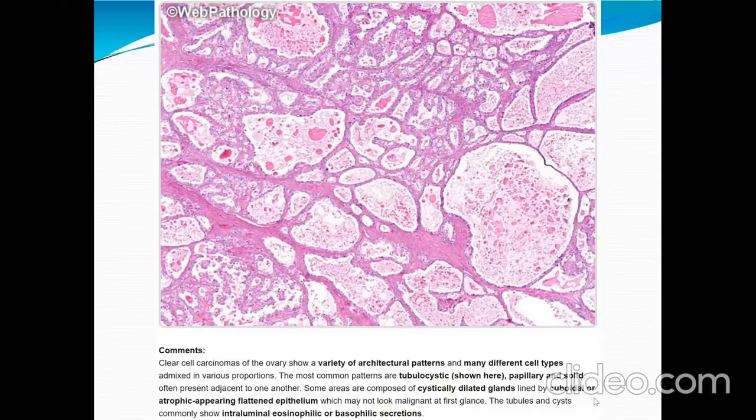Some areas are composed of cystically dilated glands lined by cuboidal atrophic appearing flattened epithelium. The tubules and cysts commonly show intraluminal eosinophilic or basophilic secretions. Okay, here we are seeing the tubulocystic pattern of clear cell carcinoma of ovary.